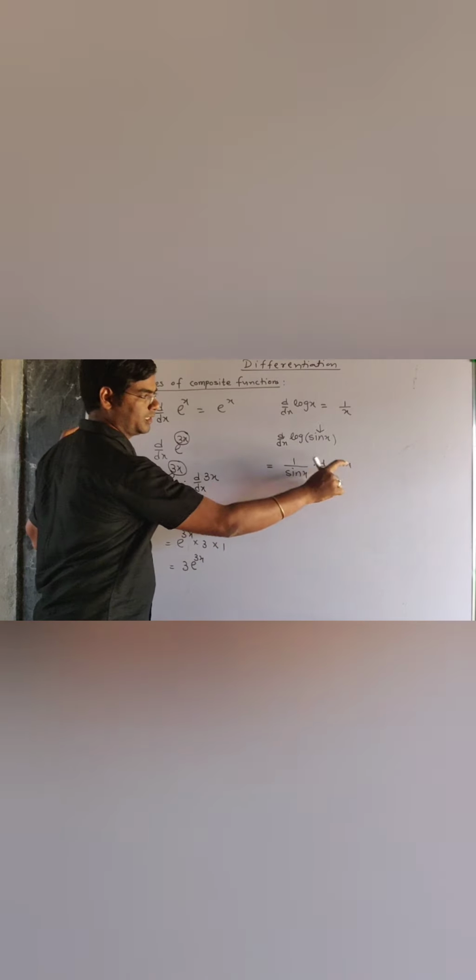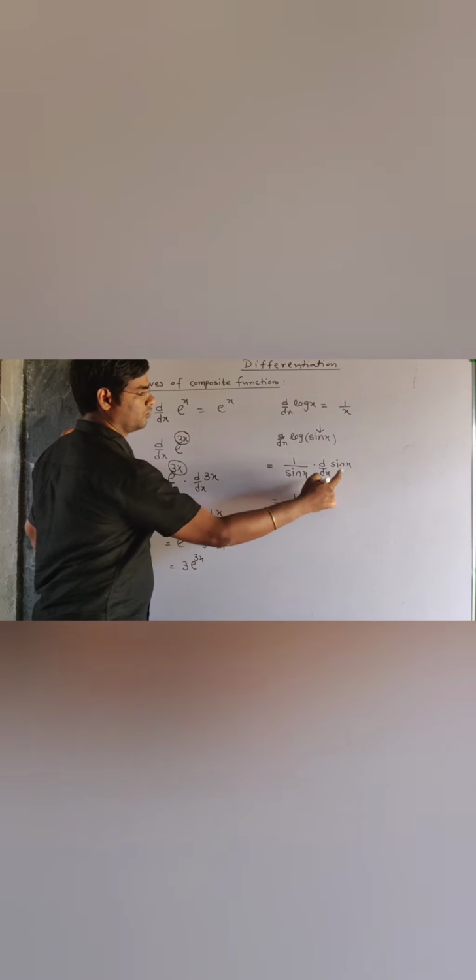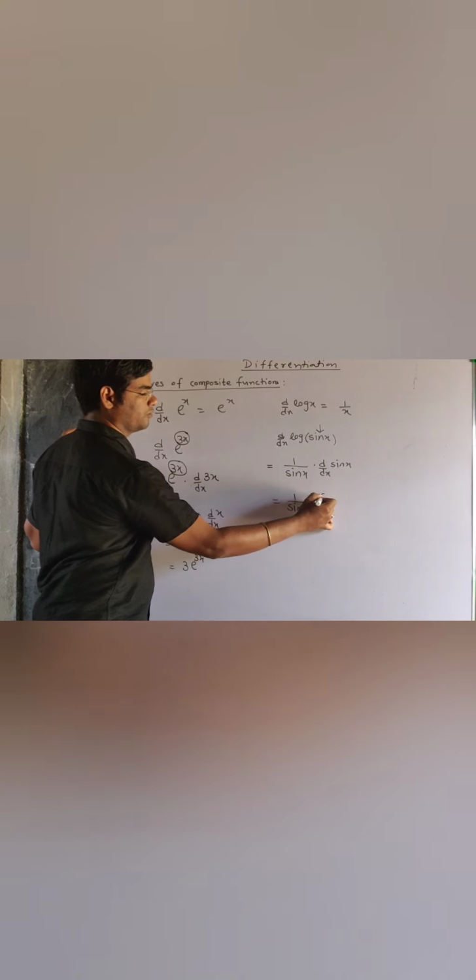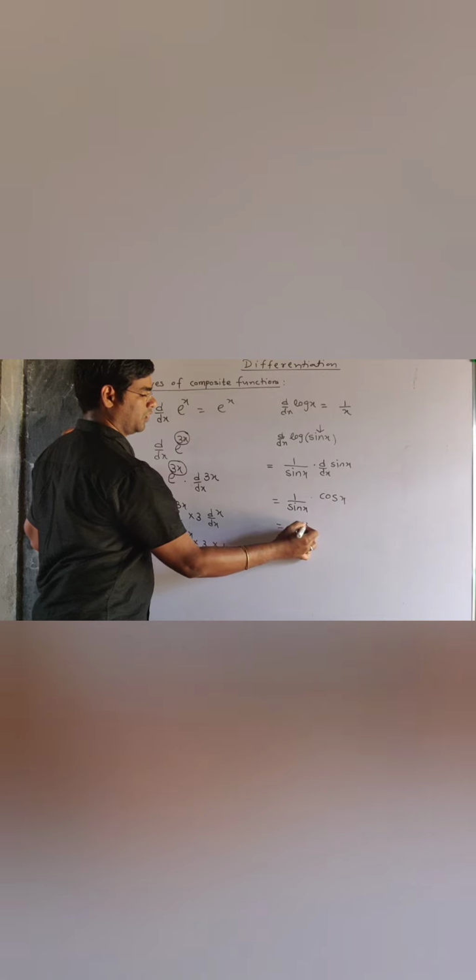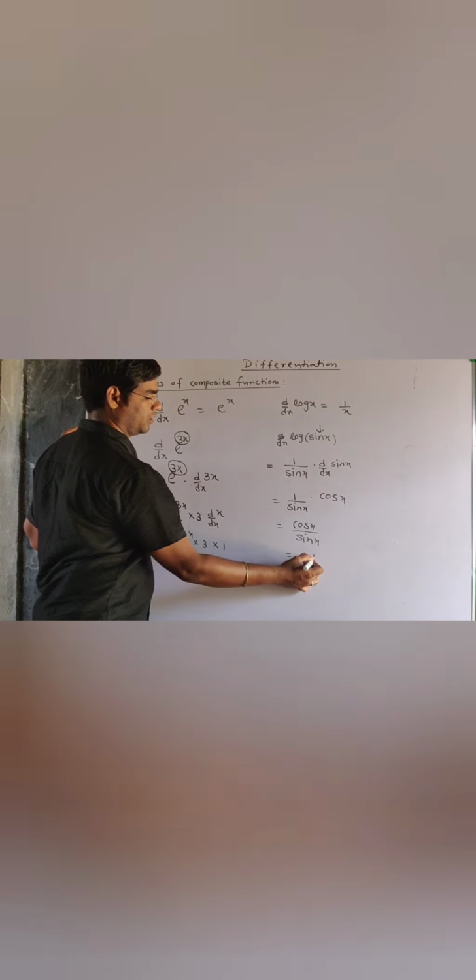Sin x is our original function, it involves only x, so it is not a composite function. So no need to differentiate further. What is the derivative of sin x? The derivative of sin x is cos x. So cos x into 1 is cos x, upon sin x, and cos x upon sin x is cot x. This is our final answer.